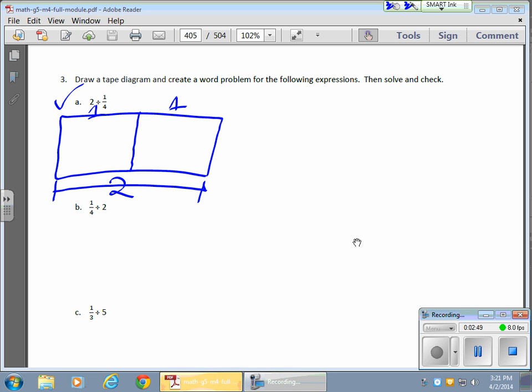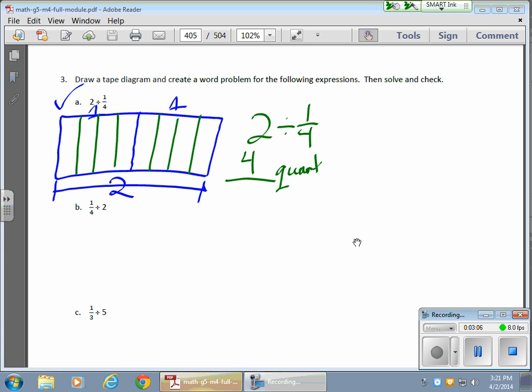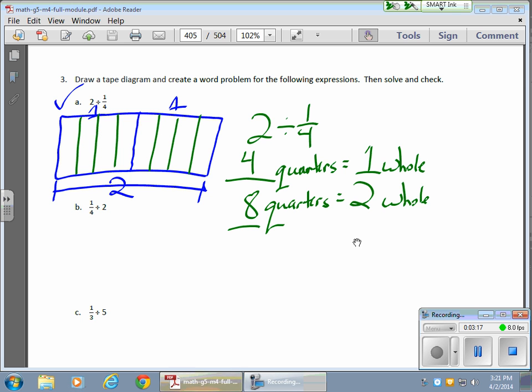All right, so I'm going to change colors. Do exactly what it says. Divide it into quarters. So here's quarters here, quarters here. So 2 divided by a quarter. Well, if there are 4 quarters that equal 1 whole, well, then there must be 8 quarters to equal 2 whole. Okay, there it is. And let's see if it's true. 1, 2, 3, 4, 5, 6, 7, 8. And each of these represents 1 quarter. Okay, so that's the deal.